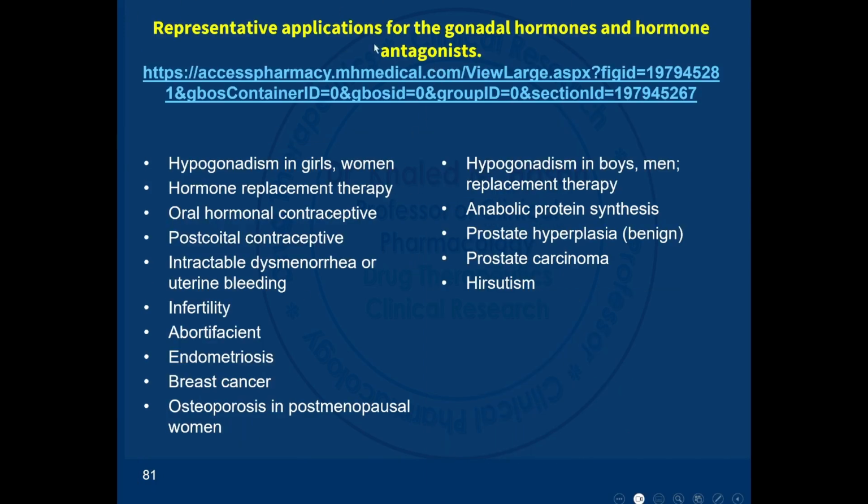Okay, so the representative applications for gonadal hormones and antagonists here. We have some clinical uses for these medications, and we covered endometriosis, breast cancer, osteoporosis, infertility, uterine bleeding, postcoital contraceptive, oral contraceptive, and hormone replacement therapy, hypogonadism. We cover hirsutism. Prostate carcinoma will be covered in the next lecture.